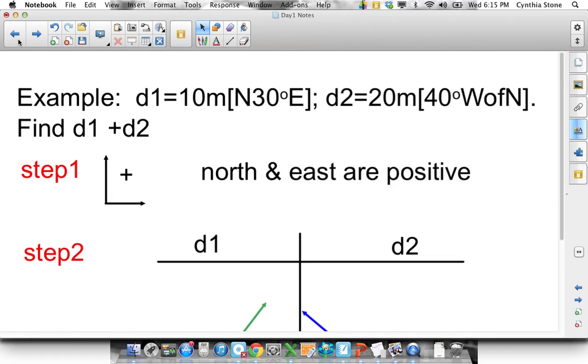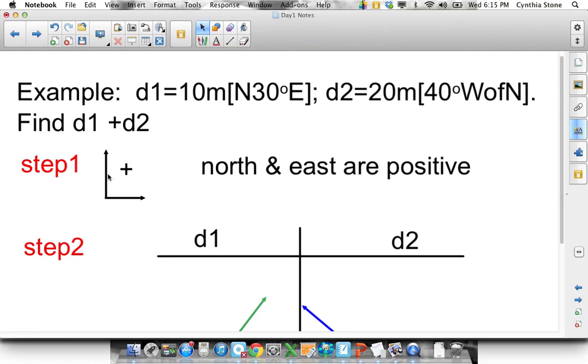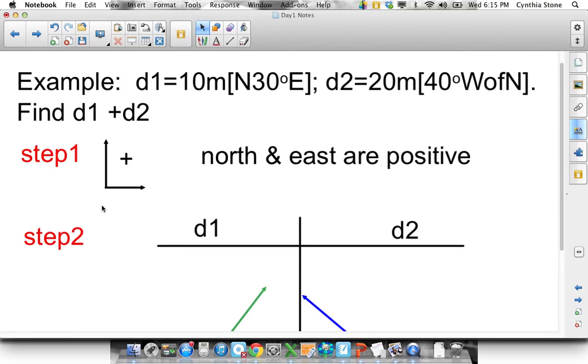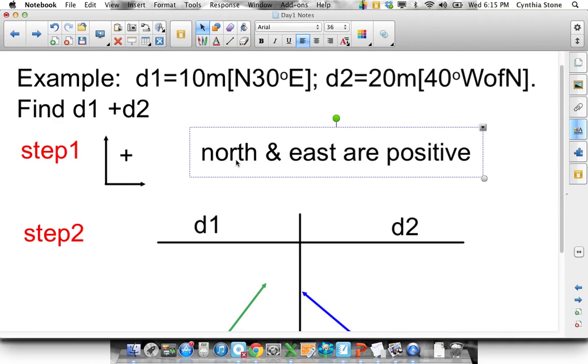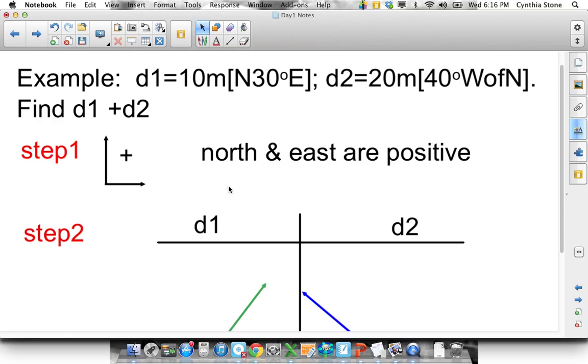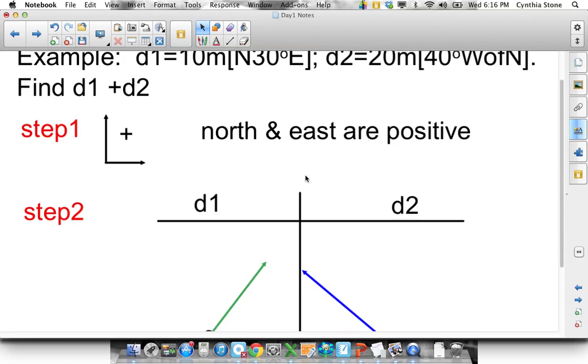Okay? So going through the 12-step program, step number 1 is decide what you want to be positive, and it's very important that you know that there's no wrong answer to this. You just decide, and it affects the process, but your final answer does not change. No matter what you call positive, you'll get the same answer. So if you called south and west, you get the same thing. But I called north and east.